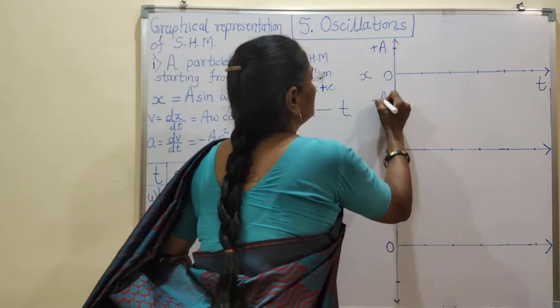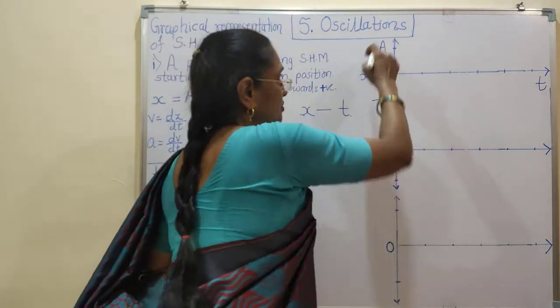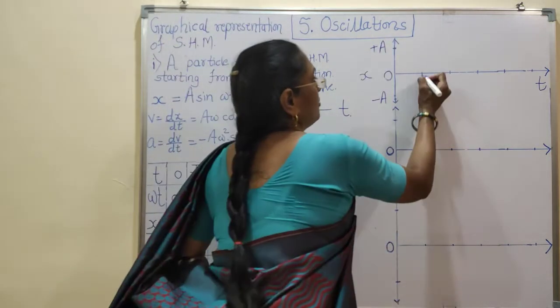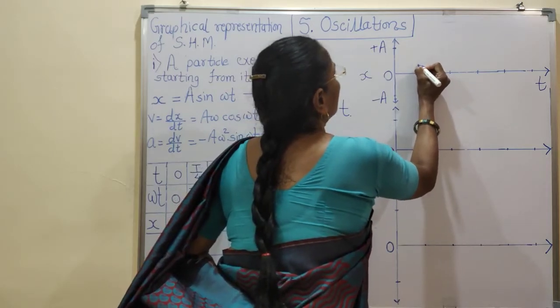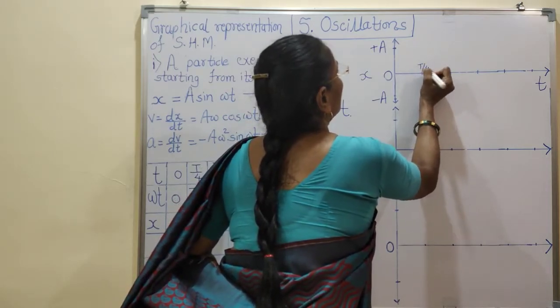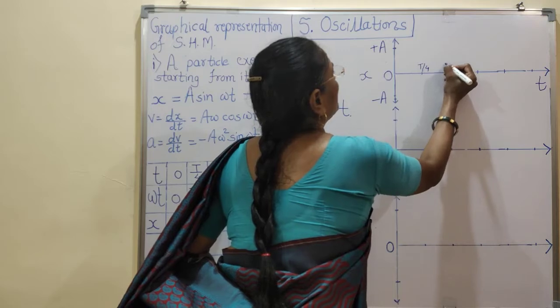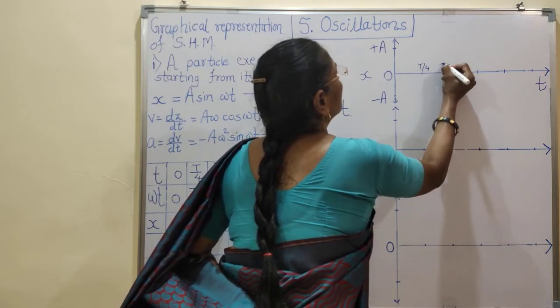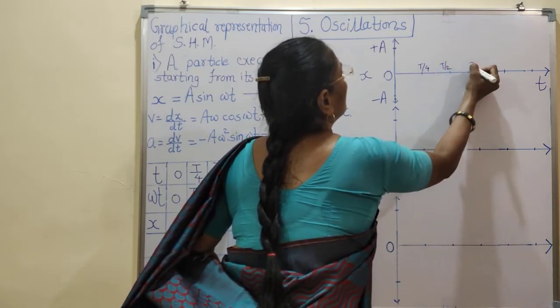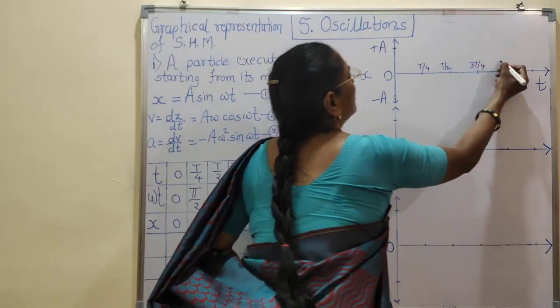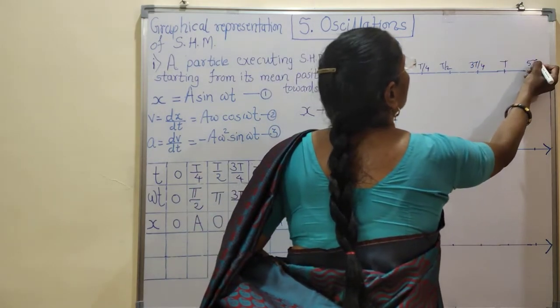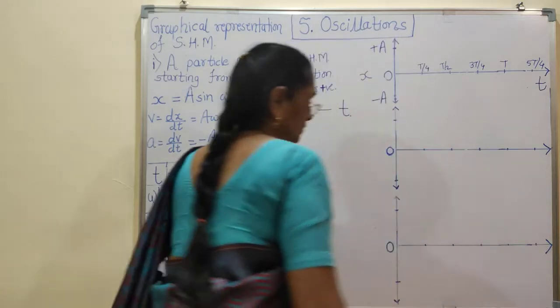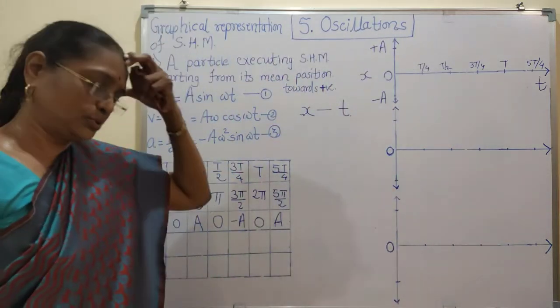Negative maximum is minus a, positive maximum is plus a. Time intervals we write here as t by 4, t by 2, 3t by 4, t, 5t by 4, like this, and plot the values.